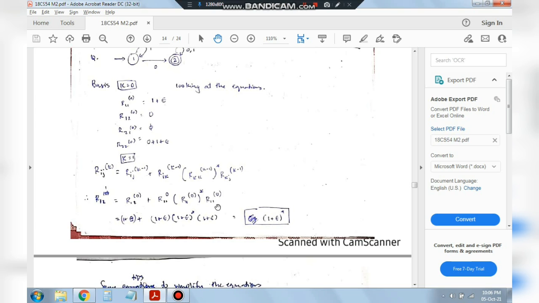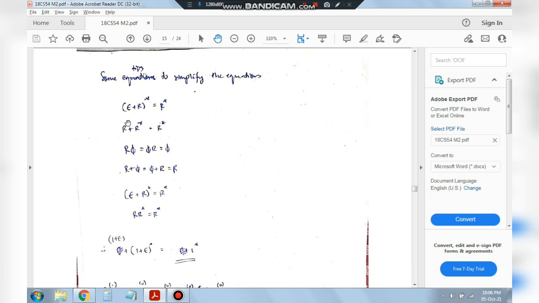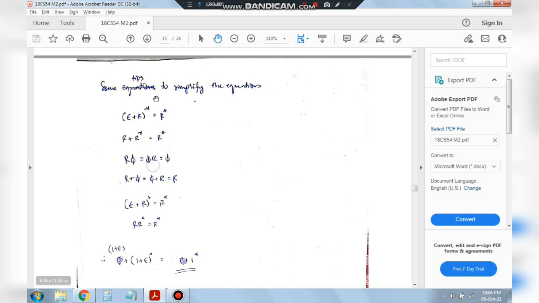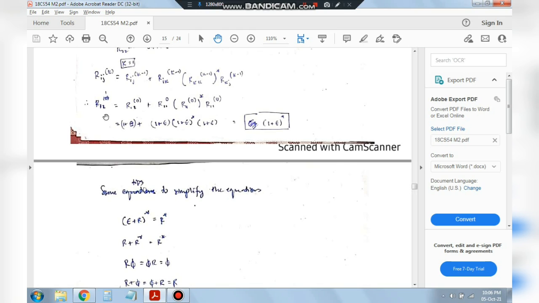How to simplify this one? These are the equations which we have. Epsilon plus r, the whole star, is r star, and we have similar equations here. By using these equations, we will be simplifying this equation. When we simplify, we will get 1 plus epsilon, the whole star.